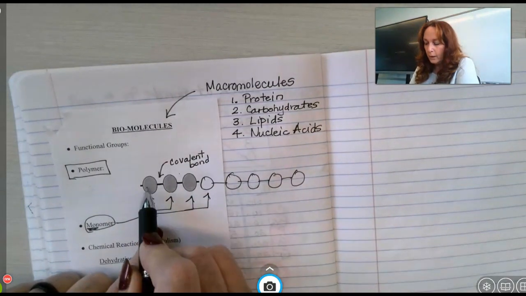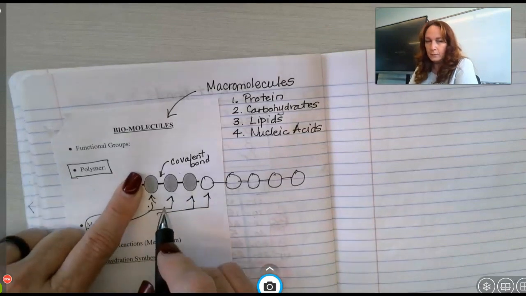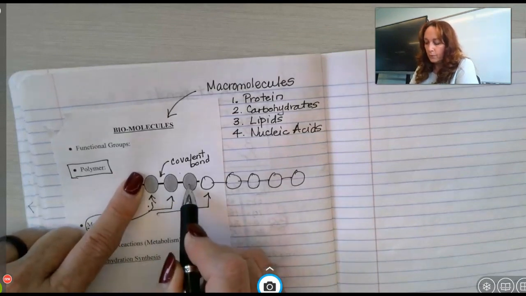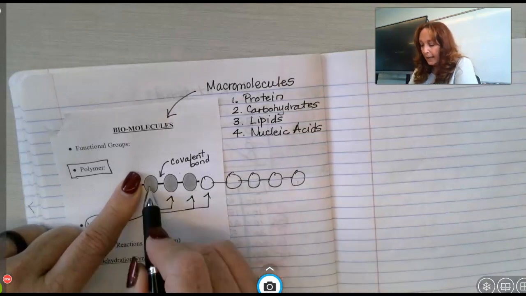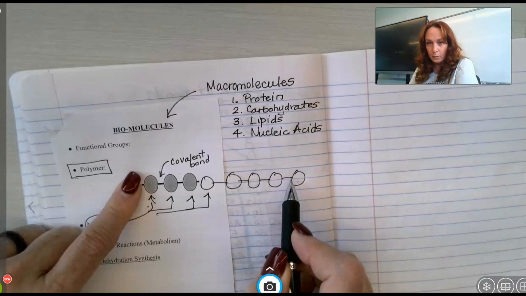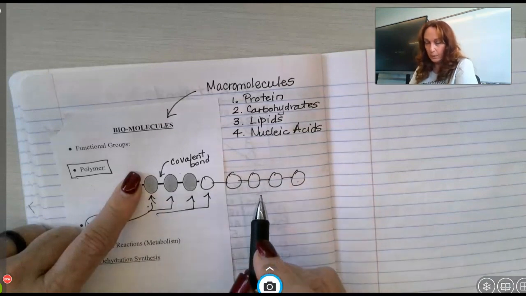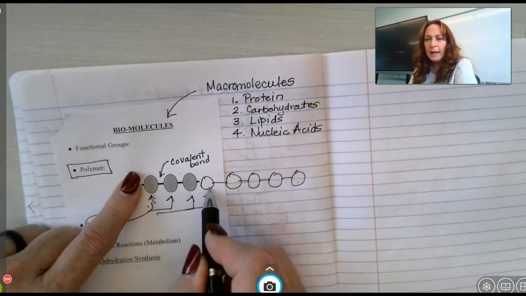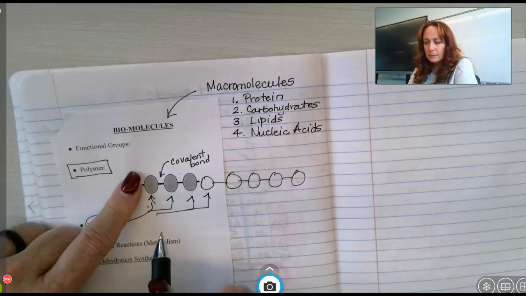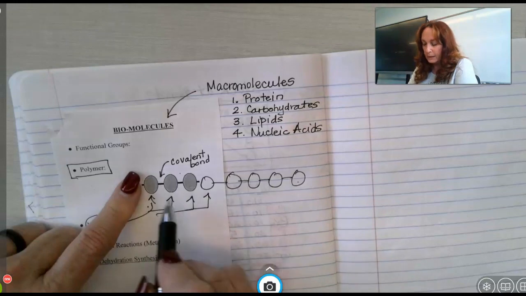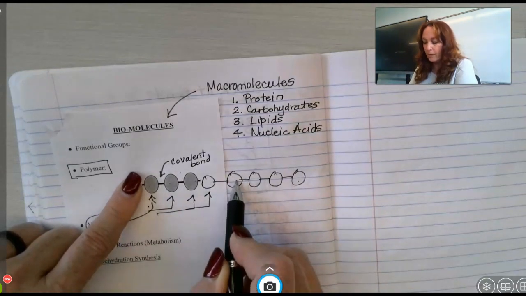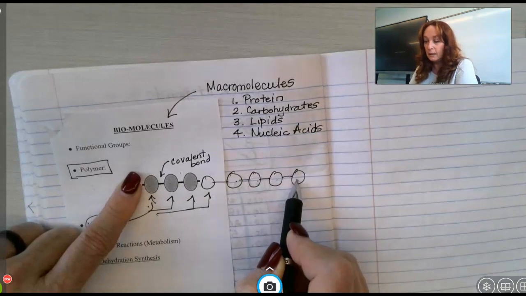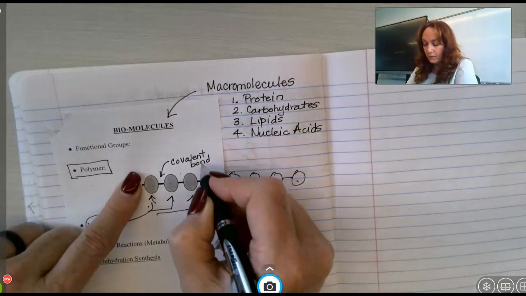Something silly to think about: look at that little piece. 1, 2, 3, 4, 5, 6, 7, 8. That's not really a polymer, but we're going to go with it. An 8 monomer chain put together into a polymer. How many bonds would you have? It's going to be between 1 and 2, 2 and 3, 3 and 4, 4 and 5, 5 and 6, 6 and 7, 7 and 8.